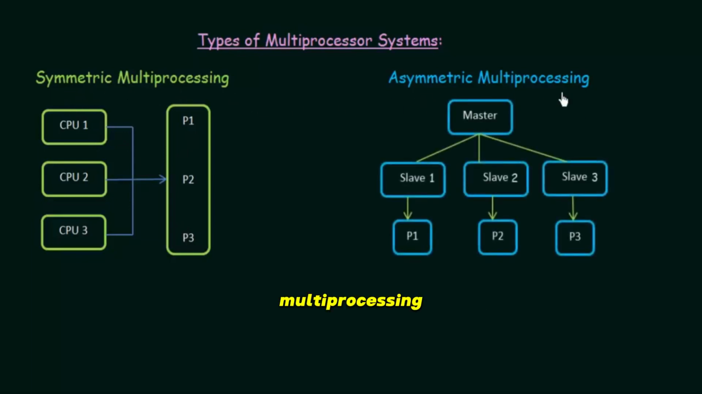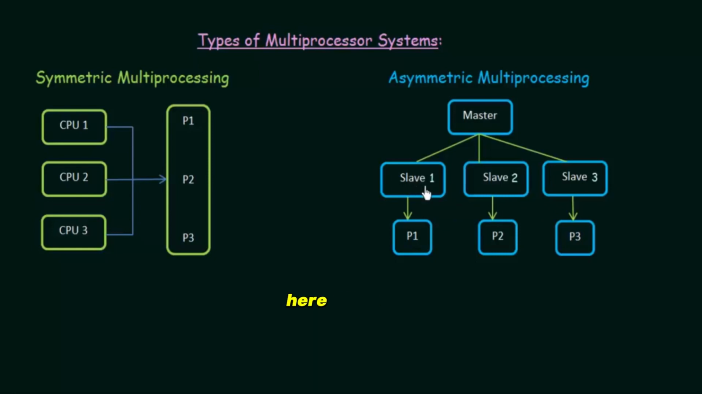Now in asymmetric multiprocessing, unlike this one, where the CPUs were similar to each other, here we have a master-slave approach. Here these boxes denote the CPUs, so one of the CPUs or processors will act as a master, and the remaining processors will be slaves. The master monitors these other processors, and it assigns the tasks to these processors. So the master is like a monitor which is guiding or supervising these other slaves, and then the slaves take care of particular processes.